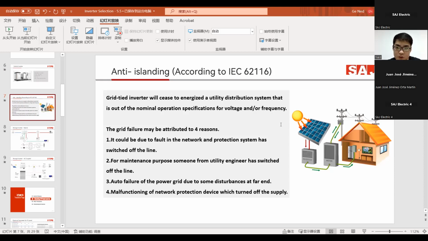So all inverters on the market must have anti-islanding protection. If there is a grid outage, the inverter must cease to energize the distribution line within 2 seconds. This is a must for a grid-tied inverter.